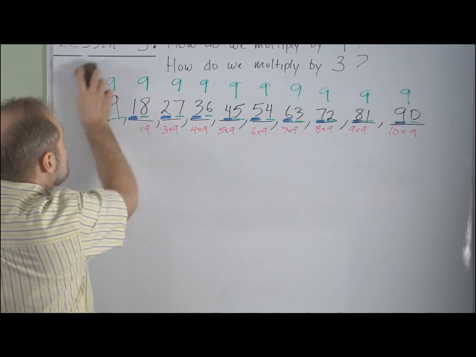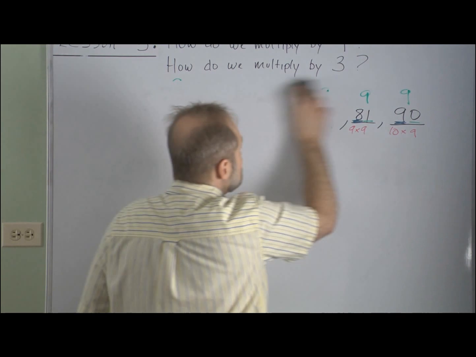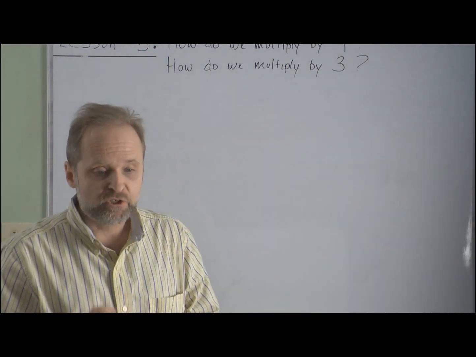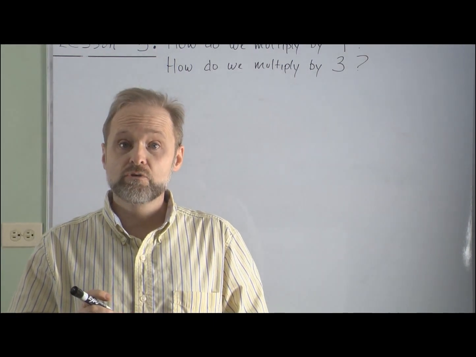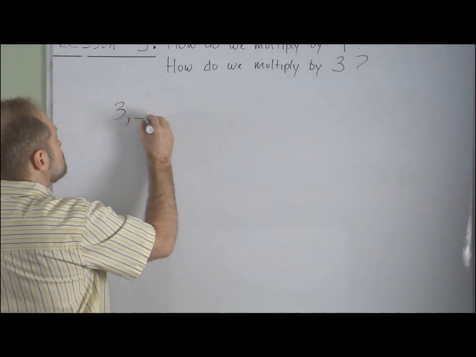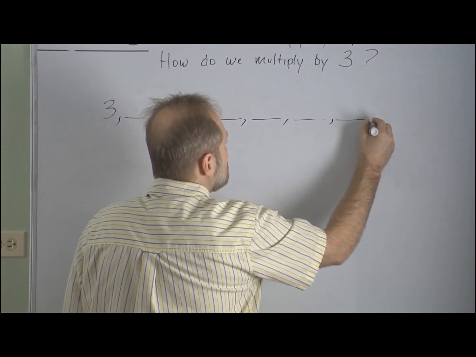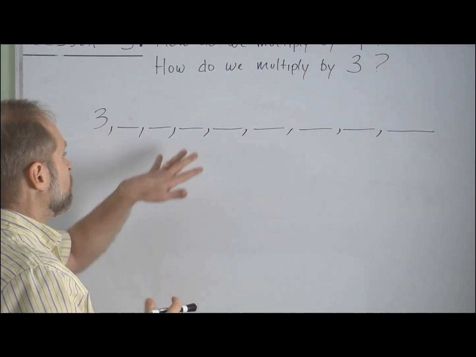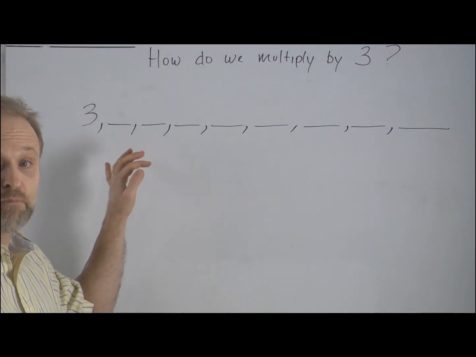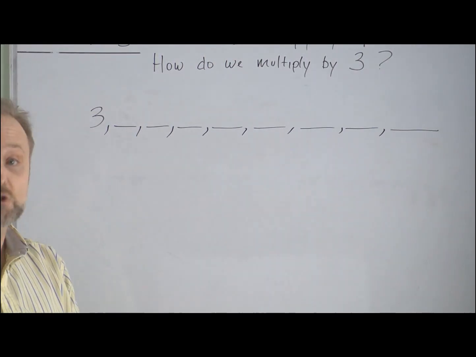What I want to do next is have us take a look at how we multiply by 3. That's going to be our second topic today. Well, in order to multiply by 3, we need to skip count by 3. So let's go ahead and do that. I want you to try to fill this in on your own in pencil. Then we'll go through this right here. Do your best. Skip count by 3. Start now, please.